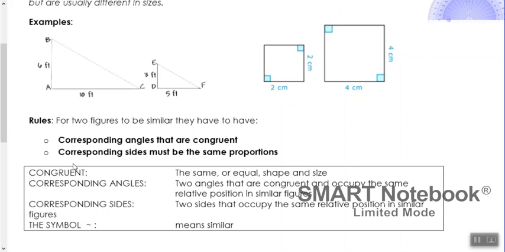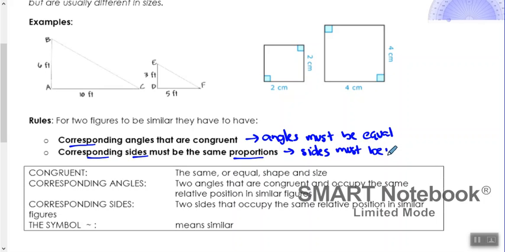So we have a couple rules. So for two figures to be similar, they have to have corresponding angles that are congruent. That just means equal. Okay, so angles have to be equal. So corresponding angles must be equal, and corresponding sides must have the same proportion. Okay, so sides must be proportional.